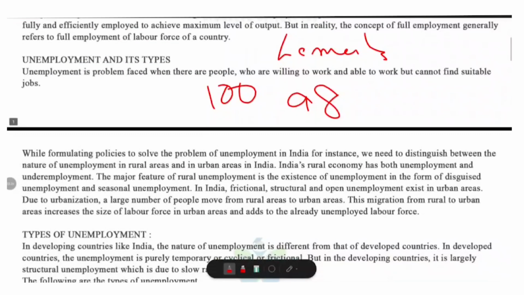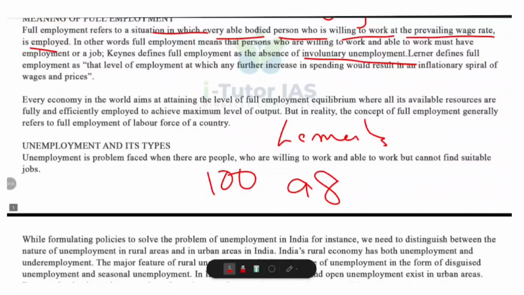So every economy in the world aims to achieve a level called full employment equilibrium. That means a stage where all the available resources, that means land, labor, capital, are fully and efficiently used to produce the maximum possible output. But in practical terms, when we talk about full employment, we mainly refer to the full employment of the labor force. That is, people who are willing and able to work should get employment opportunities.